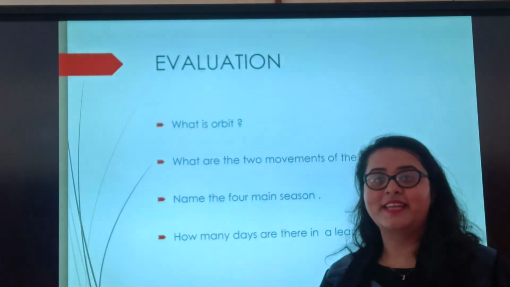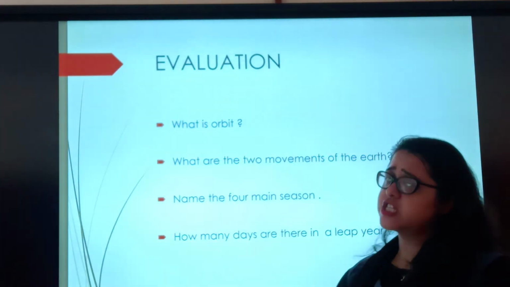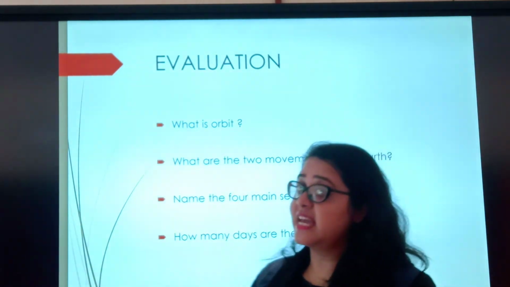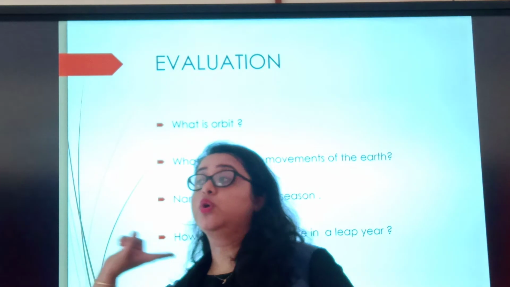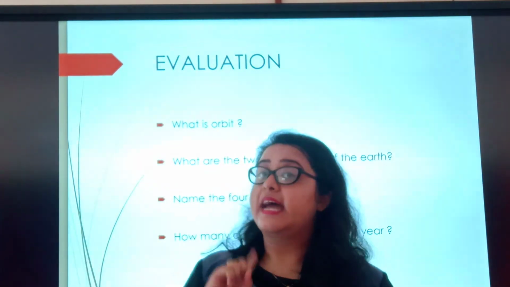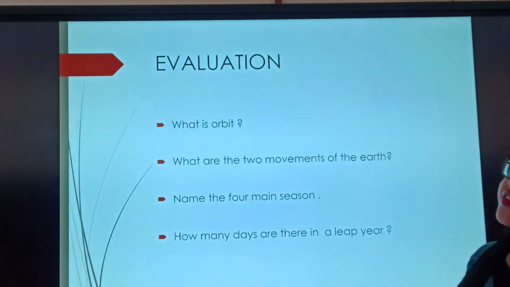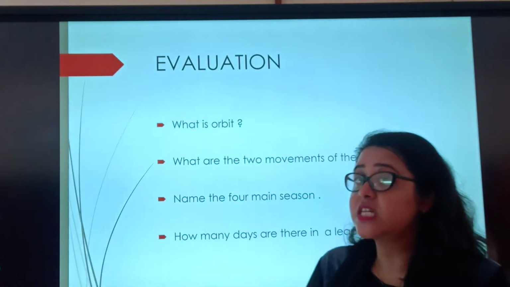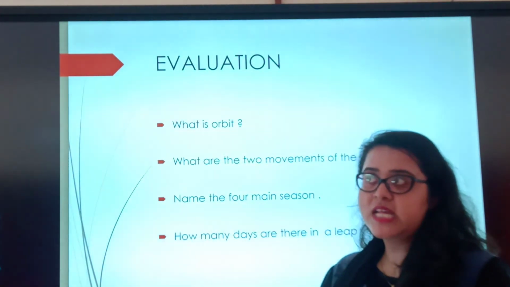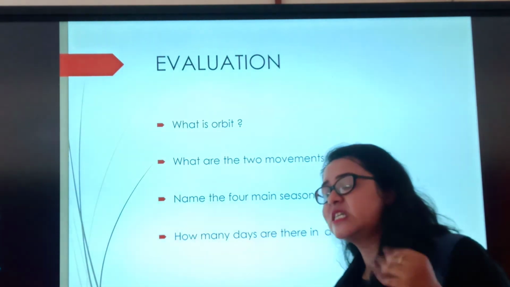Okay. So, here are some questions that you will reply. What is orbit? Yes, the imaginary line on which the earth revolves around the sun. That line is known as orbit. What are the two movements of the earth? We know that rotation and revolution. Name the 4 seasons. Yes, summer, winter, spring and autumn.